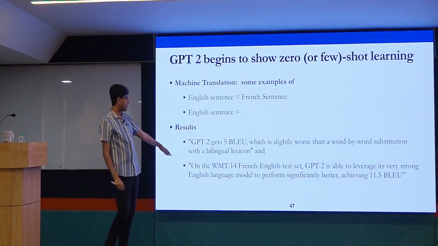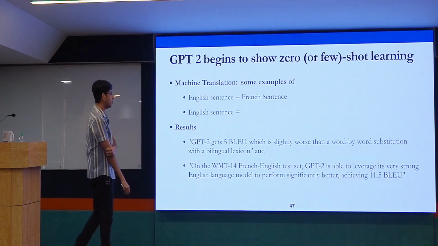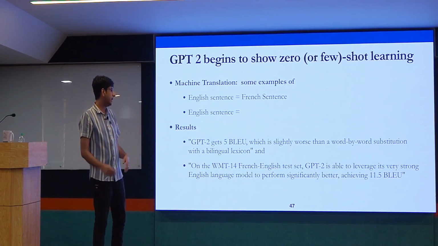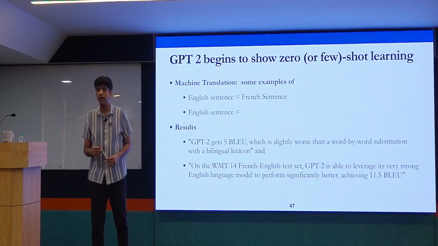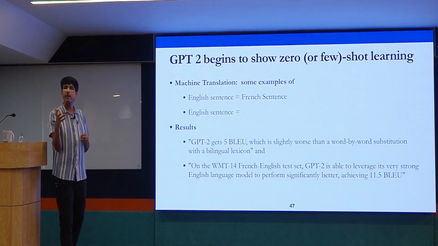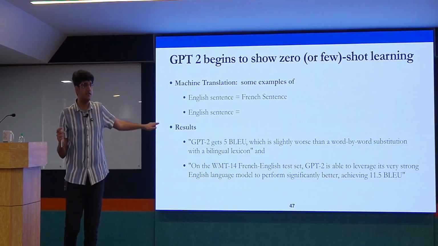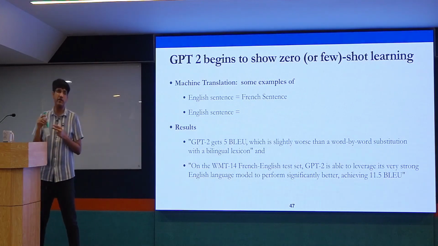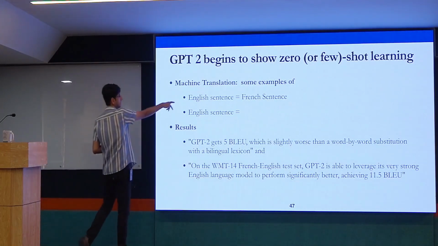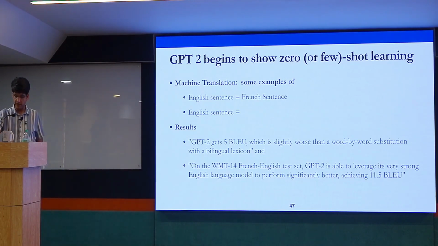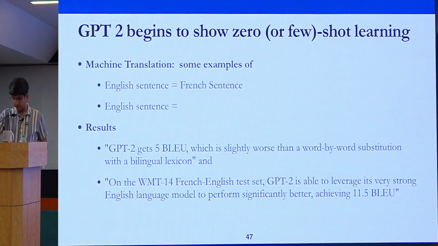They also say that on this test set, GPT-2 is able to leverage its very strong English model and perform significantly better, achieving an 11 BLEU score. 11 BLEU score is still poor. You can barely make out what the person is saying, but this is again non-trivial. It's a language model at the end of the day that is doing translation for you by just seeing a few examples. And you might ask, why is this even happening? The paper also asks, what's going on?